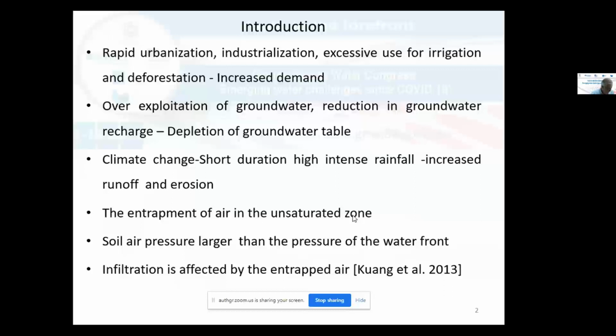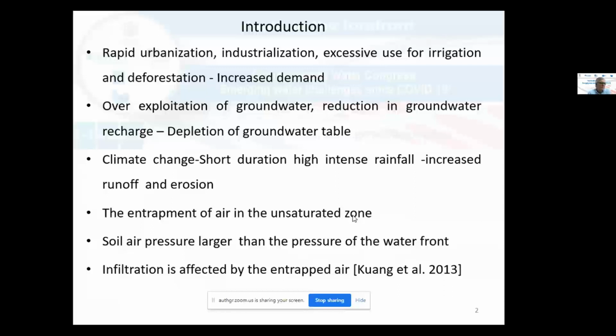And along with the climate change scenarios that is happening in this era, the rainfall patterns have become erratic, and due to that, we are getting short duration, high intense rainfall, which has caused increased runoff and erosion.